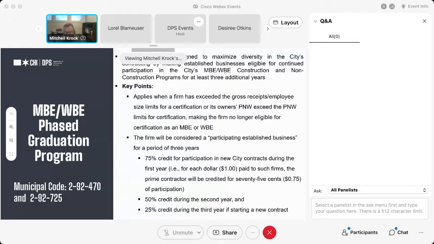Basically, if your firm that is certified as a minority or women-owned business enterprise exceeds the gross receipts limits for certification, or the owners exceed the personal net worth limits for certification, but your firm otherwise still qualifies as an M or a W, you will not be certified anymore as a minority or women-owned business enterprise, but you will be considered a participating established business for a period of 3 years. Your first year out of the program, your participation will count for 75% credit on the MW compliance plan. The second year out of the program, it will count for 50%, and the third year, 25%.